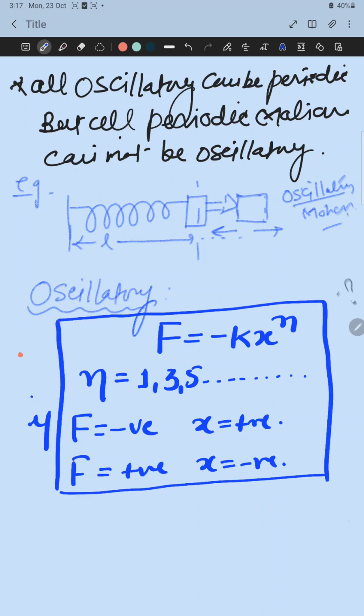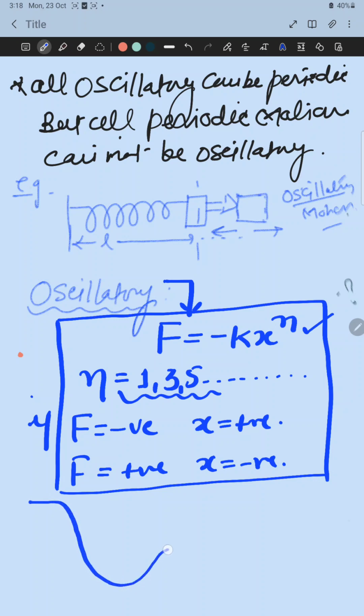This is important for your understanding, because for general oscillatory motion, this is the general formula of force. Any motion is supposed to be oscillatory motion once it follows this equation, F is equal to minus k x to the power n. And always remember, n can take only odd values, and F is negative when x is positive and F is positive when x is negative.